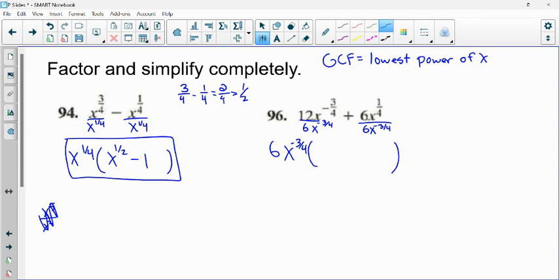So we have 12 divided by 6 is 2. What is x to the negative 3/4 over x to the negative 3/4? That would equal 1 because it's going to cancel out. It's the same on the top as the bottom. So that first term just becomes 2. What happens to my 6's here? They cancel out. And then I'm going to have x to the 1/4 over x to the negative 3/4.